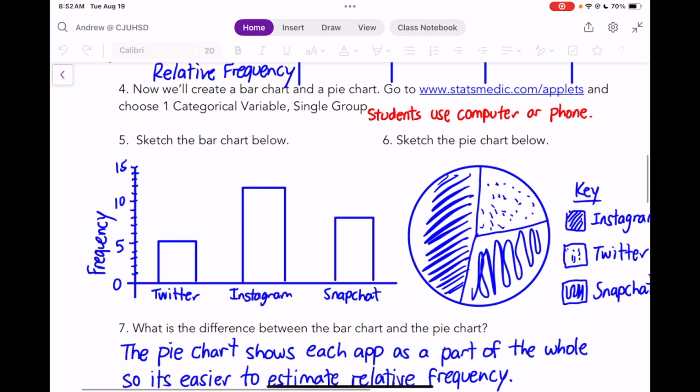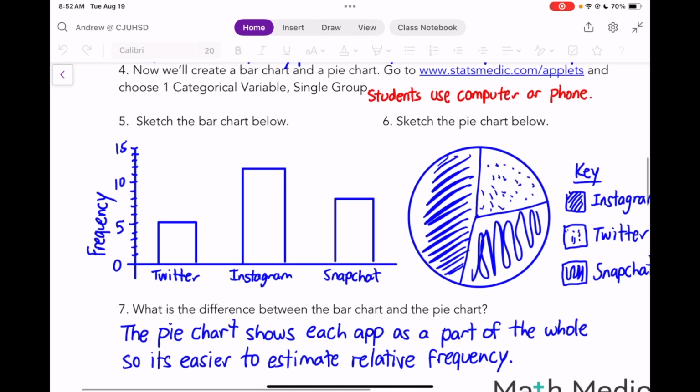So the thing about the bar chart is, since it's categories, there are spaces between the categories. And you see the x-axis is not numerical. It's not numbers. It's labels. The y-axis is numbers because it's frequency. That means how many people answered this or that.